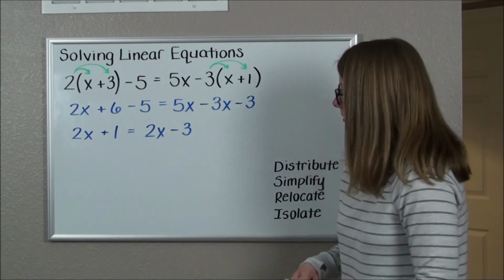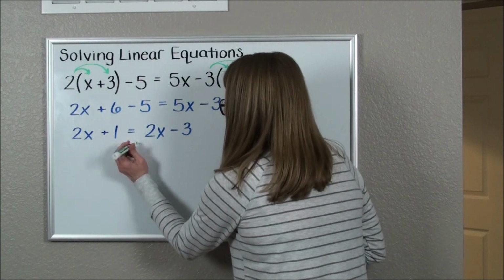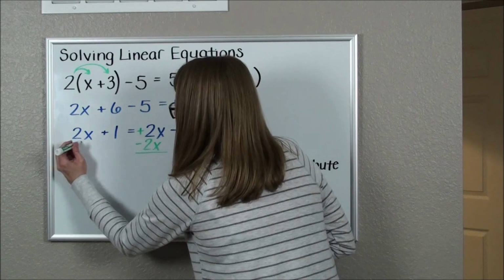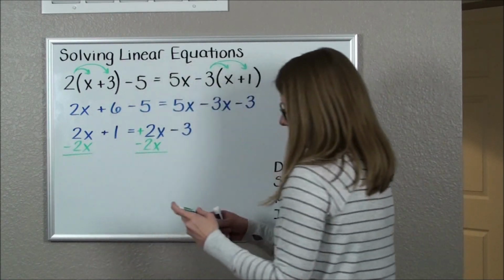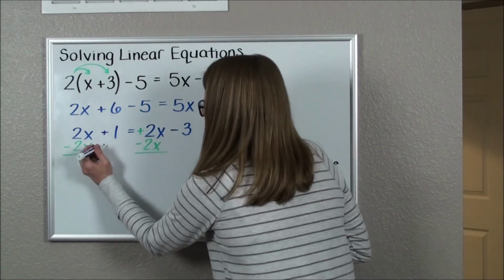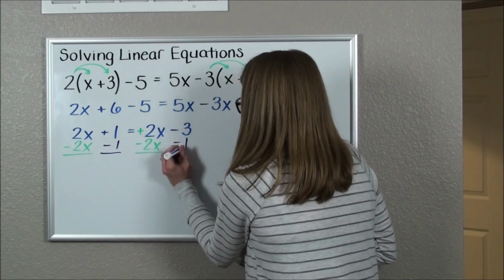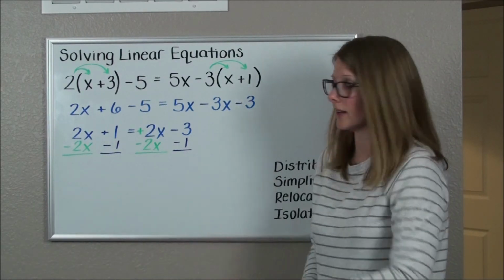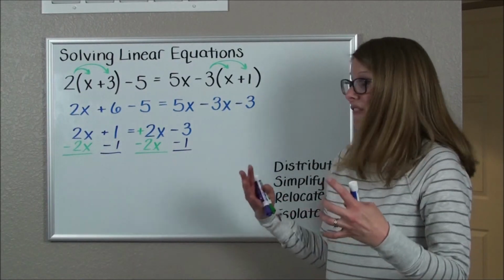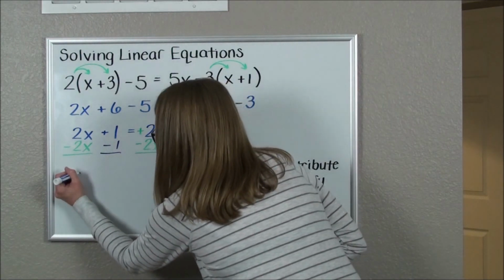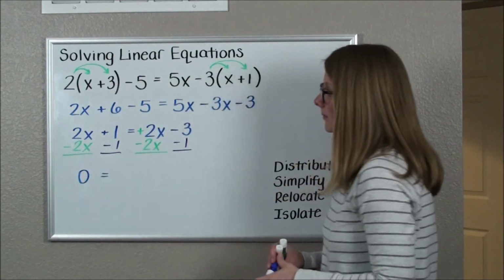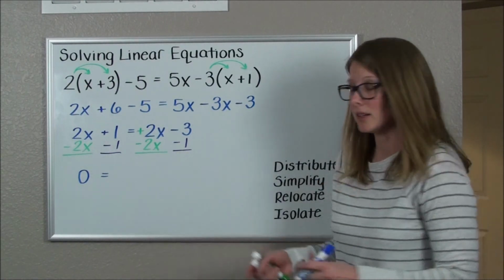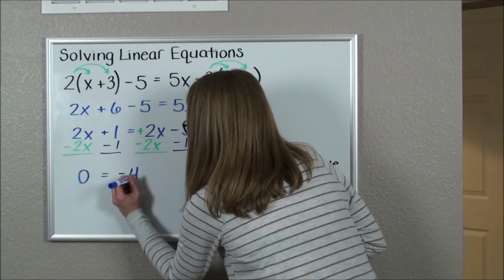Let's relocate. So let's put our letters to the left. This positive 2x, I want to subtract to relocate him to the other side. And for my numbers, I want to take that positive 1 and subtract it to relocate it to the other side. So on the left, 2x minus 2x, gone. 1 minus 1, gone. If everything's gone, you've got 0 on the left side. So now on the right side, 2x minus 2x, gone. Negative 3 minus 1 is negative 4.